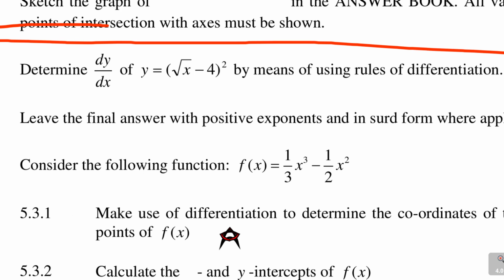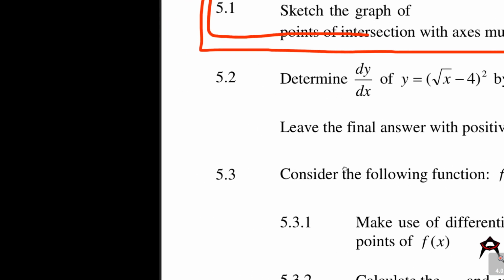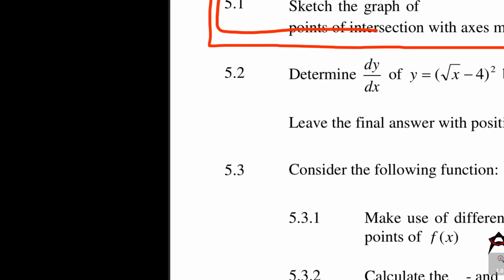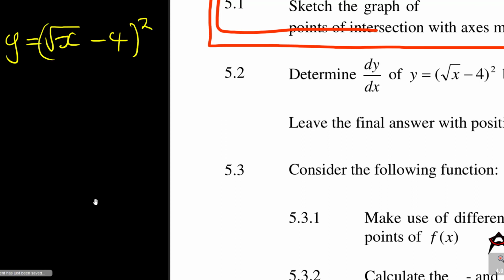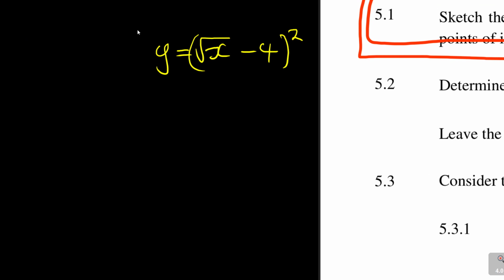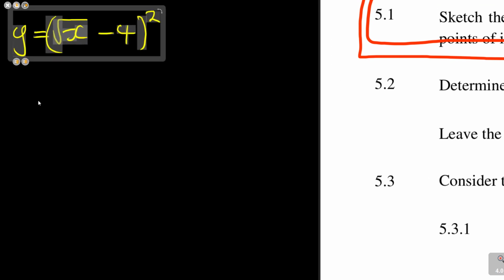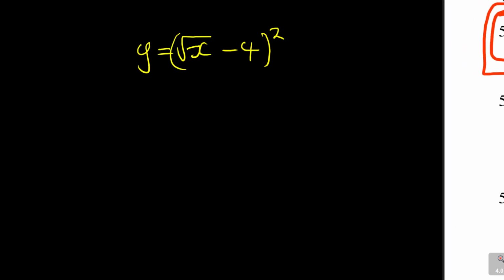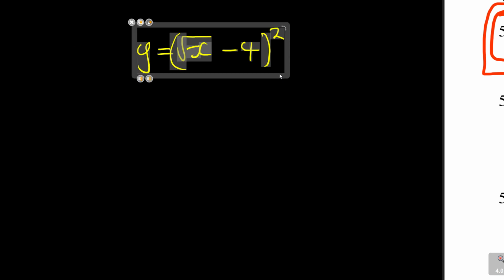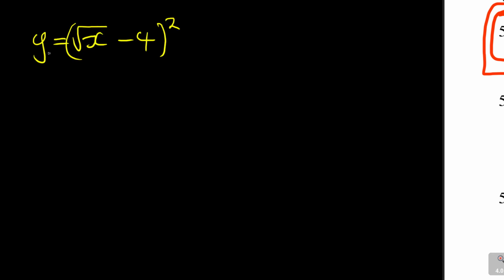squared. Okay, so what do we have here? I've got to simplify this first. Since it's squared, should I open up this bracket? You have to, because remember I said we need to get it as simplified as possible before we can apply the rules.